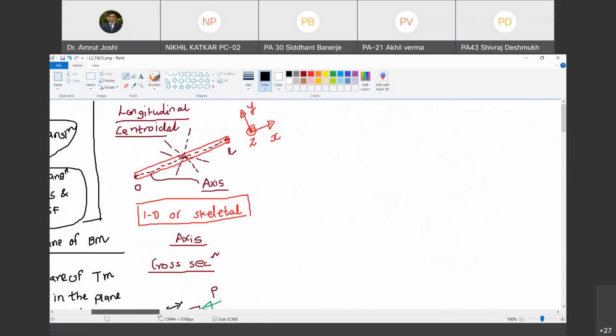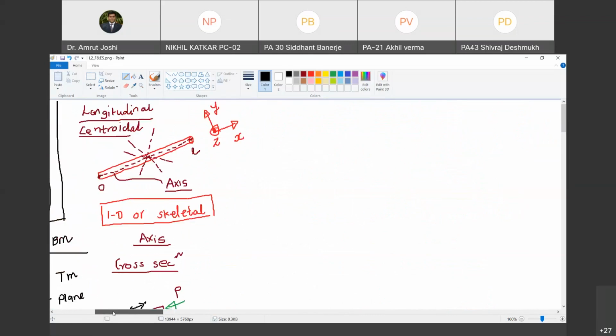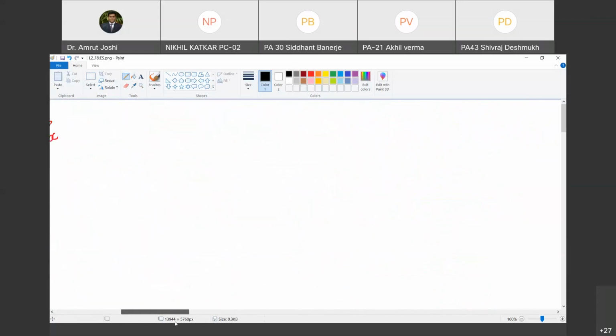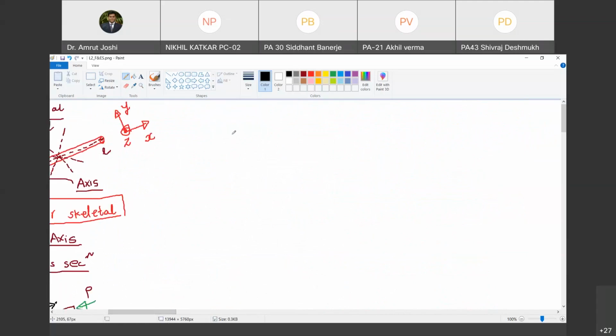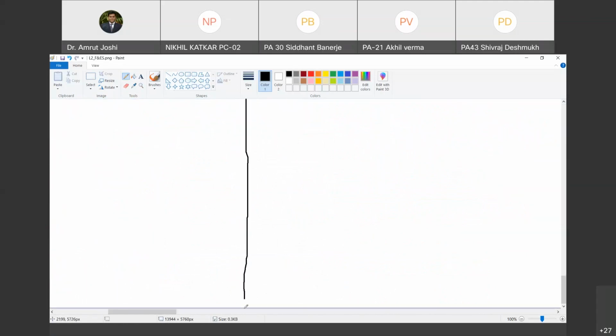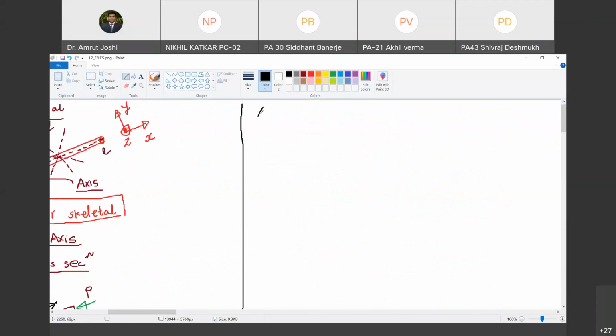Now we started with the question, what is design? Then we came to the actions for which we need to do design. We also discussed at length what the effects of these actions are, the cause and effect pair, the action and effect pair. And now we are going to discuss what is analysis. This is going to be the last point of today's class. I'm going to ask a few of you, what do we mean by analysis?